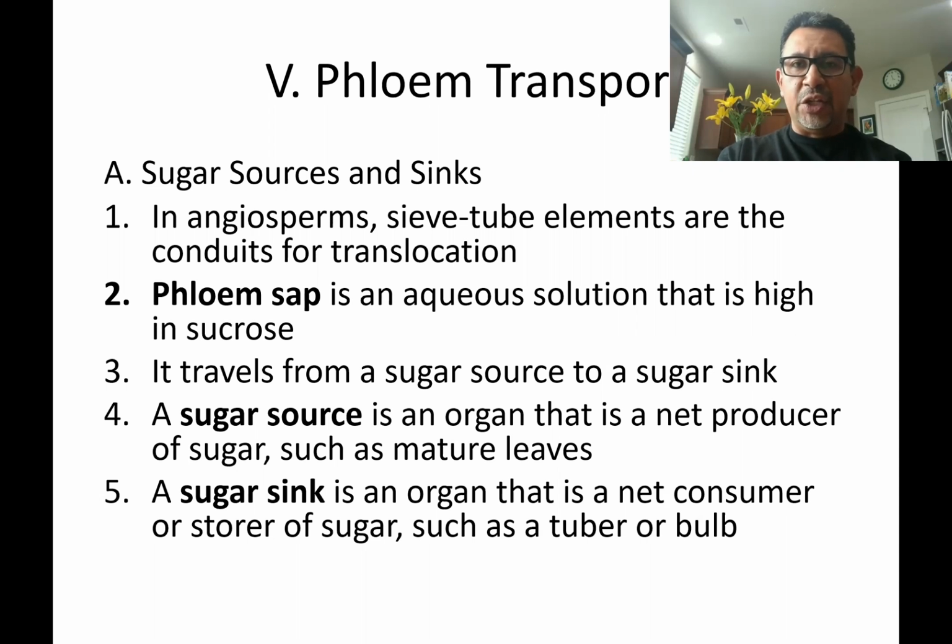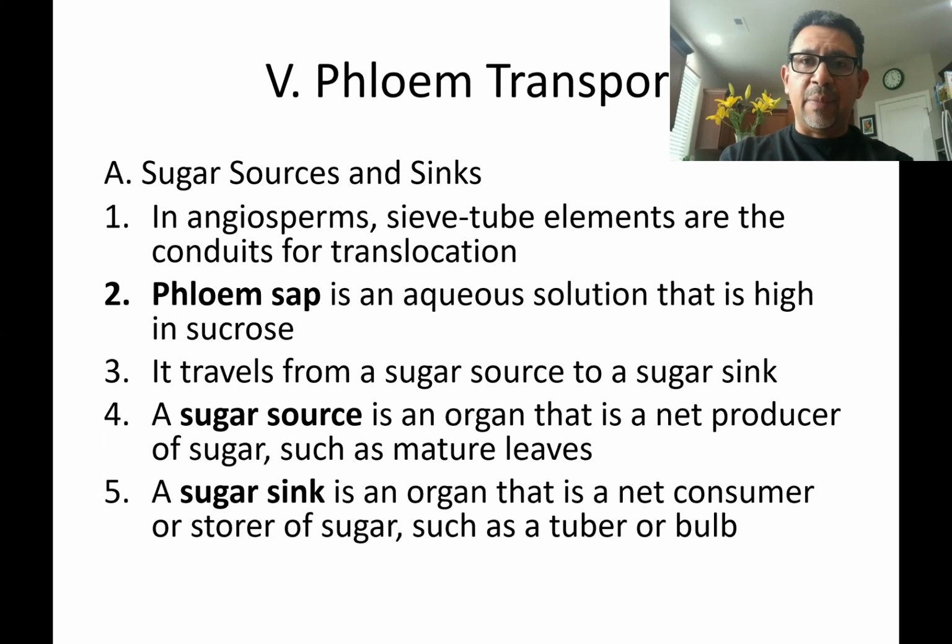Phloem sap, by definition, is going to be an aqueous solution, meaning water is a solvent, and it is going to be high in sucrose. We've learned in biology that photosynthesis leads to the production of glucose, and some glucose molecules will be modified and eventually lead to the formation of sucrose, which is a sweeter type of sugar, and that can be loaded into the phloem sap. The places where photosynthesis takes place are going to be known as sugar sources.